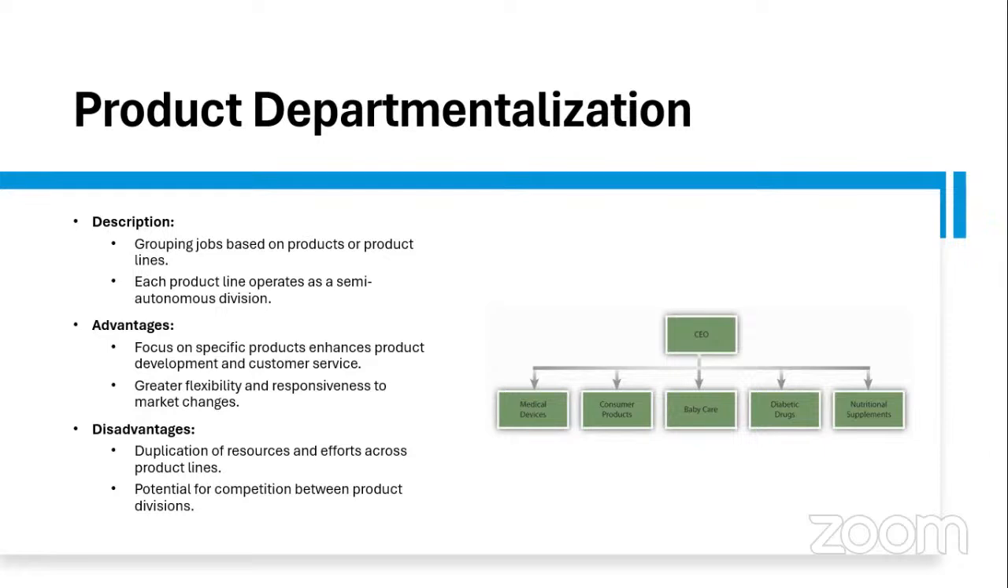Now, under the description, grouping jobs based on products or product lines. Each product line operates as a semi-autonomous division. The advantage here is focus on specific products enhances product development and customer service. And then you have greater flexibility and responsiveness to market changes. On the disadvantages, you have duplication of resources and efforts across product lines. And then you have potential for competition between product divisions.